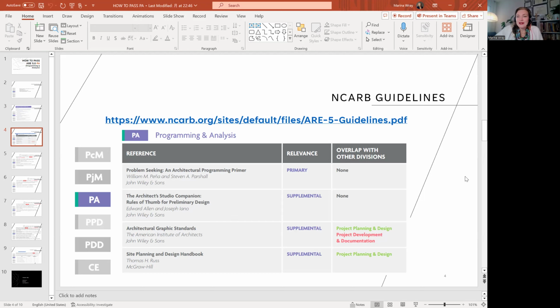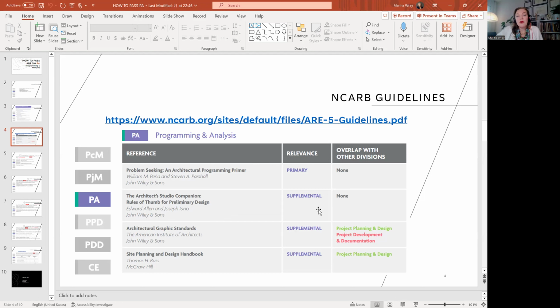Don't look at me as something that you should be able to do. This exam was really easy for me, and I know that there are a lot of people who are struggling with it. I struggled with other divisions, like the technical divisions, PPD and PDD. In your case, it may be something else. They also recommend the Architect Studio Companion, rules of thumb for preliminary design. It says it's supplemental, but I would actually put it as the primary resource.